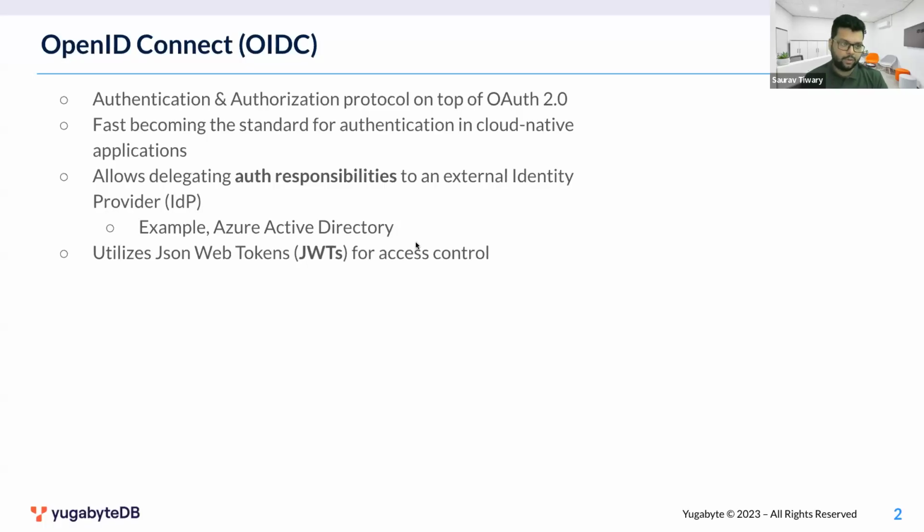So what is OIDC? OIDC stands for OpenID Connect. It's an authentication and authorization protocol that is built on top of OAuth 2.0. It is fast becoming the standard for authentication in cloud-native applications. The reason is that it allows you to delegate the authentication responsibilities to an external identity provider, in this case, Azure Active Directory. The key technical point here is that it utilizes JSON Web Tokens, JWTs for short, for access control. So the communication between your identity provider and your cloud-native application happens via JWT.